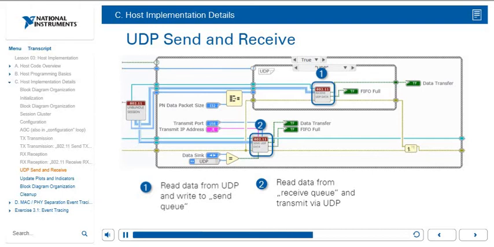The second block does the opposite. It reads data from the received queue, which, if you recall, gets filled by the RX loop, and transmits that via UDP so that a UDP sink can actually read that data.